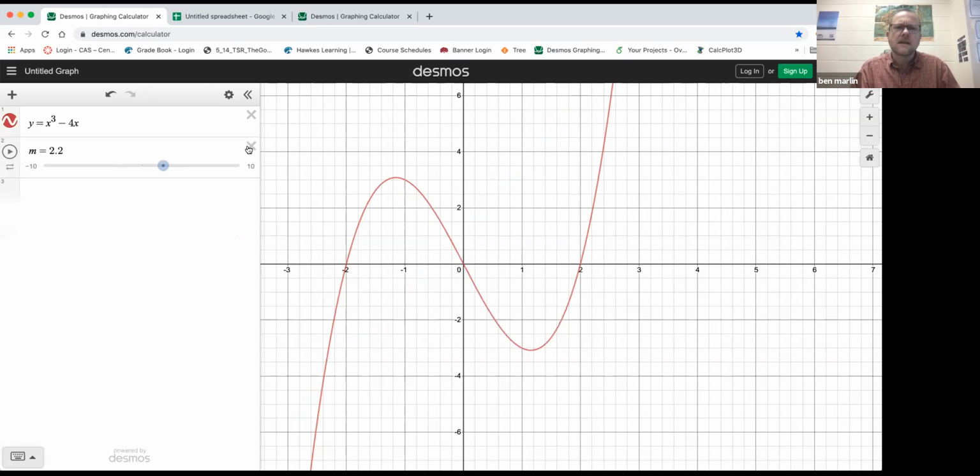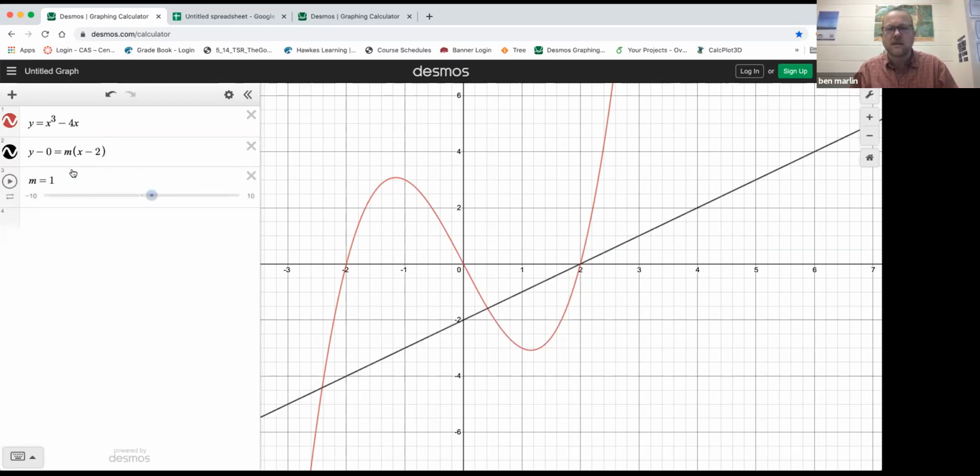To heck with this, I'm going to cut those out and I'm going to add something different in there. Do y'all remember the point slope form of the equation of a line? The point slope form of the equation of a line says y minus y sub 0 equals m times x minus x sub 0. So (x sub 0, y sub 0) is the point you're talking about. We need this to go through the point (2, 0), right? So we are going to do y minus 0 equals m times x minus 2. Close parentheses, and now we'll add a slider for m.